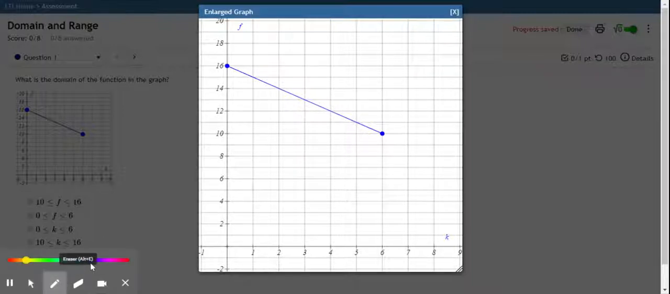And let's notice a few things about the graph. First, the y-axis, the vertical axis, is actually not the y-axis, it's the f-axis. And the x-axis is not the x-axis. The horizontal axis is here the k-axis on my quiz. So what we have here is that the graph is going from 16 down to 10 on the f-axis, and it's going from 0 to 6 on the k-axis.